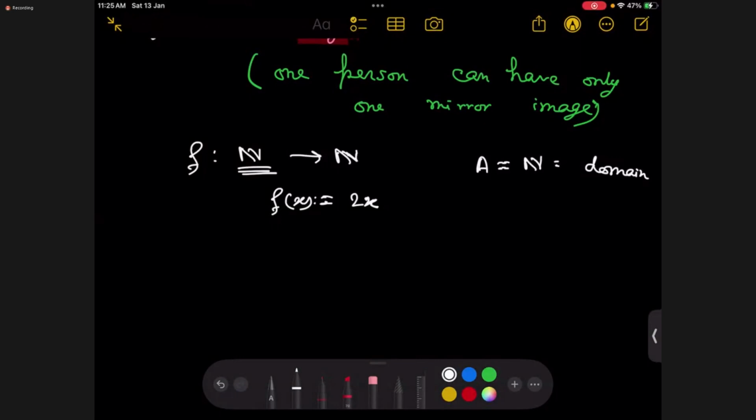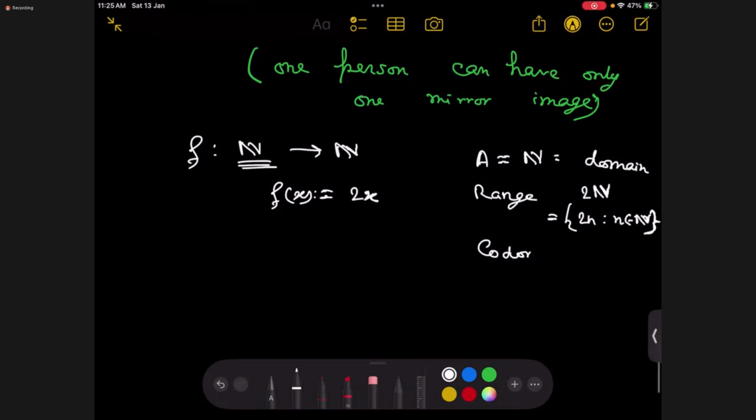And what about the range? The range of this function or relation is the set of 2n. Why 2n? 2n means we are multiplying each element by 2 and collecting all these elements. This is the collection of all those 2n such that n belongs to the natural numbers. And what is our codomain? The codomain is the natural number set. Now what about this function? Yes, this is a function.